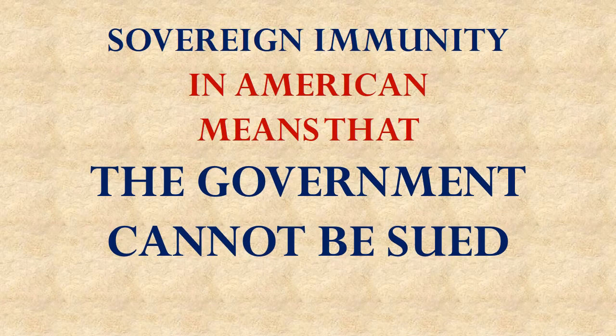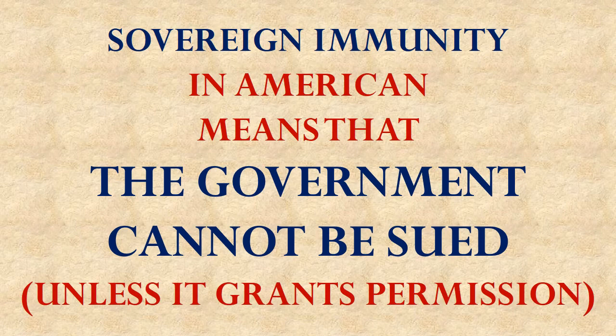So if we apply the concept of sovereign immunity then to our American system of government, what it means is you cannot sue the government. This is a general legal principle in the United States of America, that the government cannot be sued. People can't claim that the government hurt them and then go to court and try to get money from the government. Now, I have to be careful though, because there is a very big exception to this.